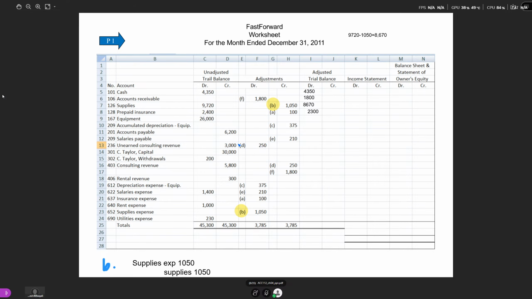Can anyone tell me what is the adjusted balance for this item? Before adjustments, it was 3,000. In an adjusting entry, we debited unearned revenue by 250. So can anyone tell me what is the adjusted amount for the unearned consulting revenue, so that I make sure that you understand before I move on to the next step?